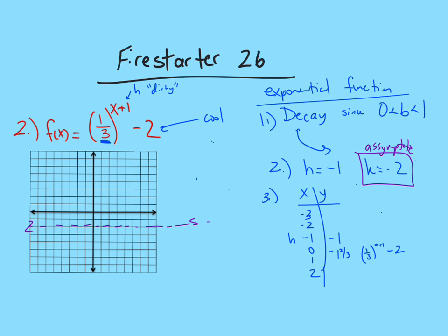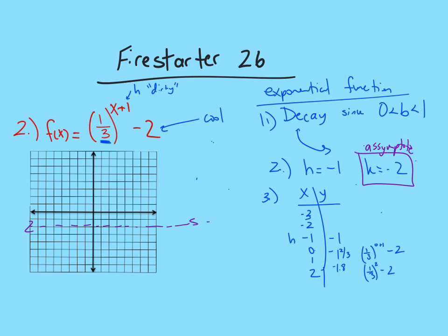Alright? Now I'm going to plug in 1. I get 1/3 squared minus 2. 1/3 squared is 1/9. 1/9 minus 2 is -1.8. And I'm not even going to plug in 2 because I know it's going to be close to -2.